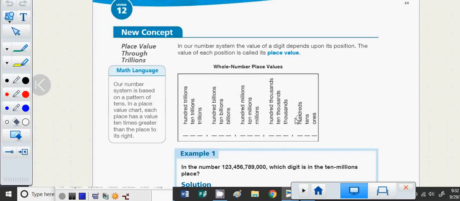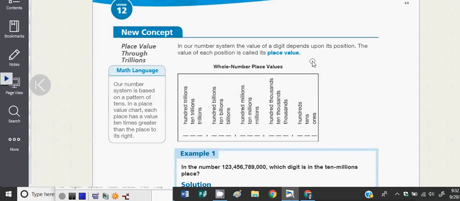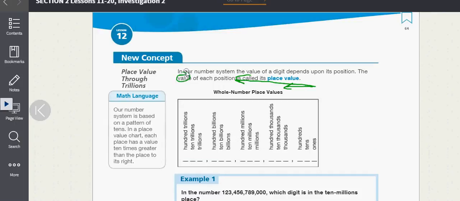Our number system is based on a pattern of tens. So in a place value chart here, each place has a value that's 10 times greater than the one to its right. So as we go right to left, it gets bigger. Maybe it'd be better to show it as it gets bigger like this, where this side is larger than the other side. So the tens place is going to be 10 times bigger than the place to its right.